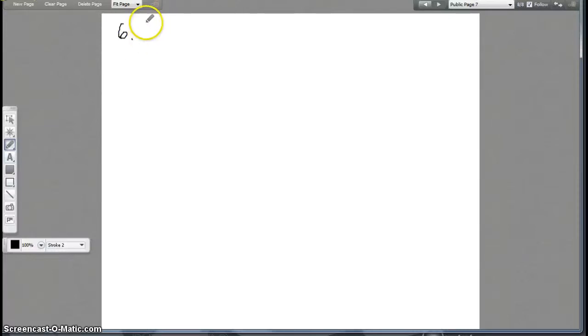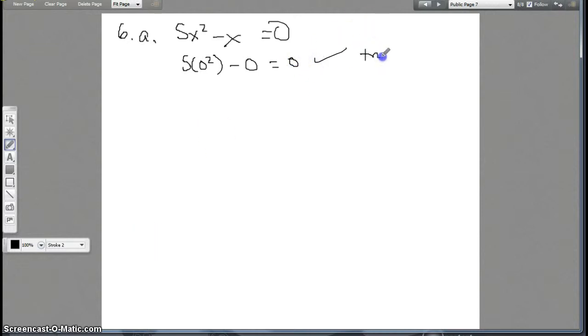So for part A, you are given the equation 5x squared minus x equals 0. So we need to see if 0 is a solution for this. Well, 5 times 0 squared minus 0 actually equals 0. It works, so this is true. Or you could say yes.